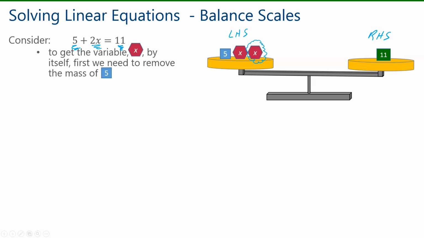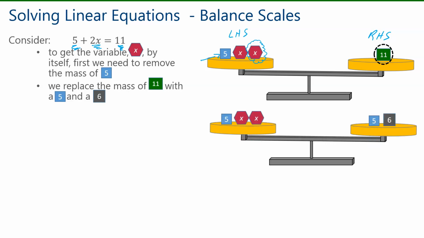Well, our first step in getting the variable x by itself, we're going to remove the mass of 5. But remember, if I remove a mass of 5 from the left-hand side, I have to do that on the right-hand side. Right now on the right-hand side, I have an 11, so I'm going to replace that mass of 11 with a 5, and then the remaining piece, which would be a 6, to make up the 11. Now I can remove a mass of 5 from both sides. Let's do it. So now what I'm left with are 2 hexagons and a mass of 6.